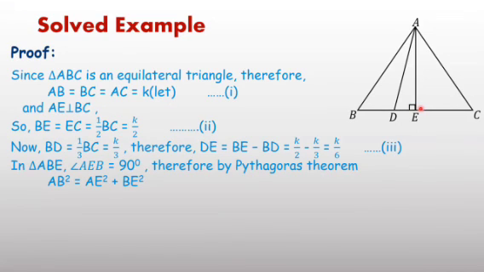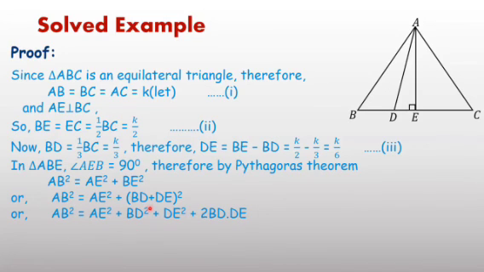Square of hypotenuse is equal to the sum of squares of the other two sides. Now, AB square equals AE square plus BE square. BE we can write as BD plus DE, whole square. Open the bracket and apply the (a plus b) whole square formula: (a plus b) whole square equals a square plus b square plus 2ab. So BD square plus DE square plus 2 BD into DE.